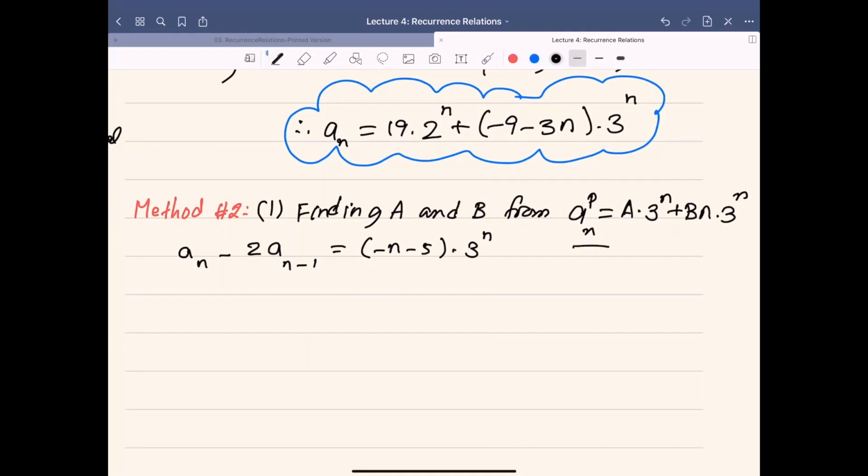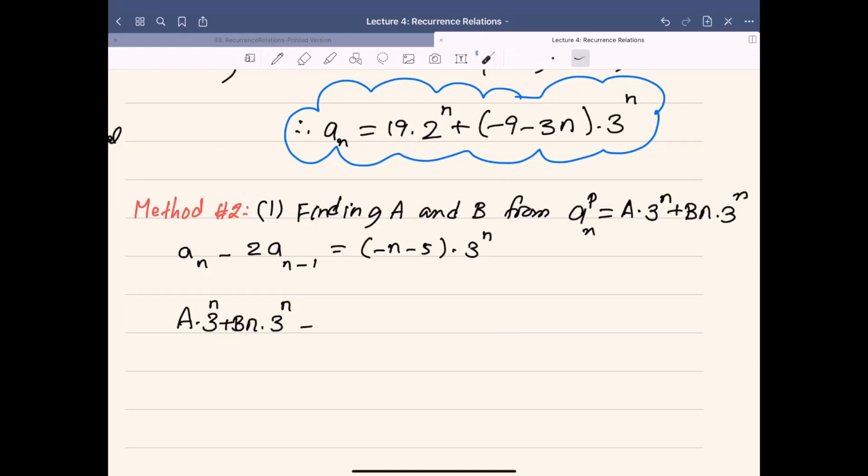If this is a_n, then what is a_(n-1)? It is A times 3 raised to power n minus 1, plus B times (n minus 1) times 3 raised to power n minus 1. Substitute this into the equation. So we will have A times 3^n plus Bn times 3 raised to power n.